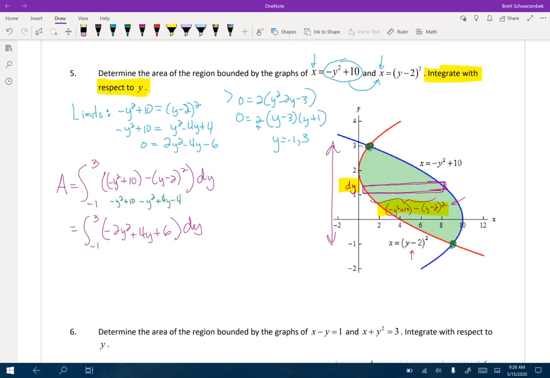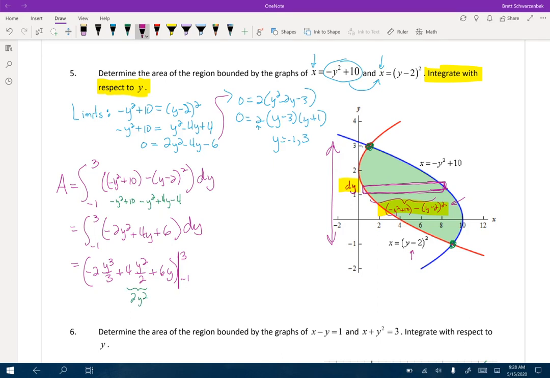Alrighty. So what's it all looking like here with going through the problems? We need to take our antiderivative. So it's going to be negative 2y cubed over 3 plus 4y squared over 2 plus 6y, all from negative 1 to 3. It looks like we do have only one simplification. This is going to end up being 2y squared, and that's it. Now it's all about just the math.